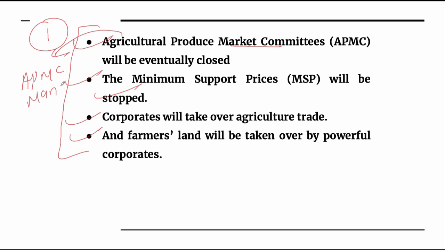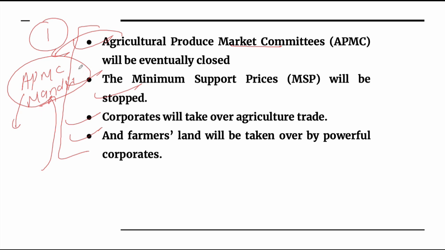When you talk about these APMC mandis, the farmer has to make the first sale in these mandis. These APMC mandis charge certain taxes and fees. It is said by the APMC mandis that they use these financial resources to create storage, to maintain these mandis, and to construct roads. All these things are developed, which directly or indirectly help the farmers to sell their product.